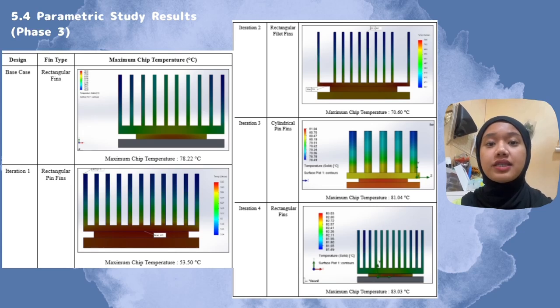The study reveals that fin configuration significantly affects maximum chip temperature. The base case design shows a temperature of 78.22 degrees Celsius, within acceptable limits. Among modified designs, the rectangular fillet fin achieves the lowest temperature of 53.50 degrees Celsius, while higher fin density or alternative shapes lead to higher temperatures, suggesting diminished cooling efficiency. The findings highlight the critical role of fin shape and spacing in improving airflow and heat dissipation.